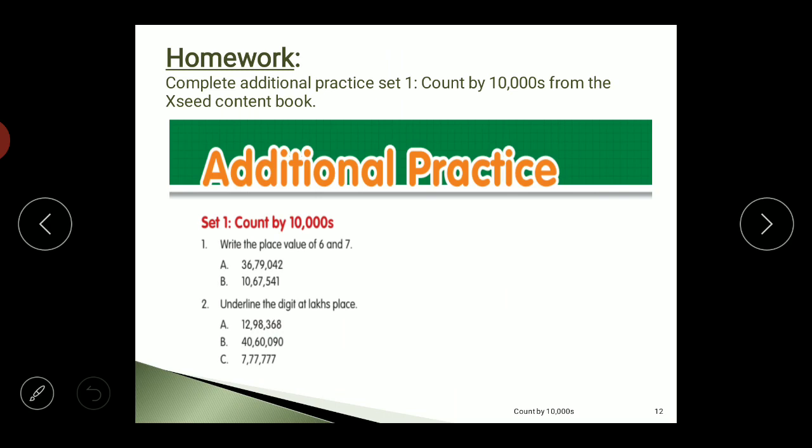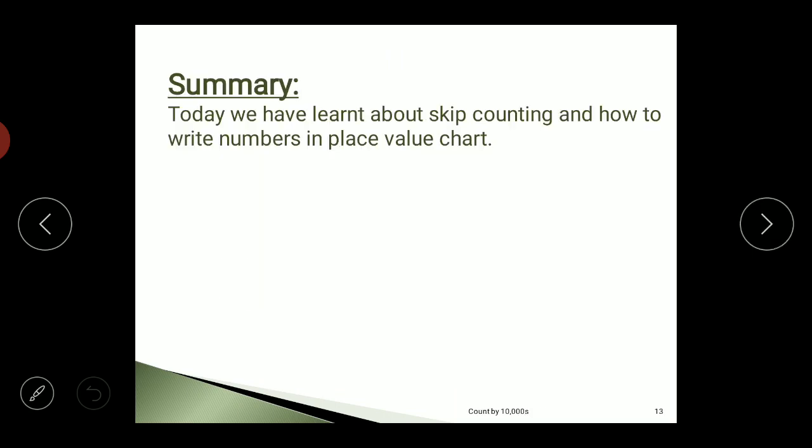So let's summarize what we have learned today. Today we have learned about skip counting and how to write numbers in the place value chart.